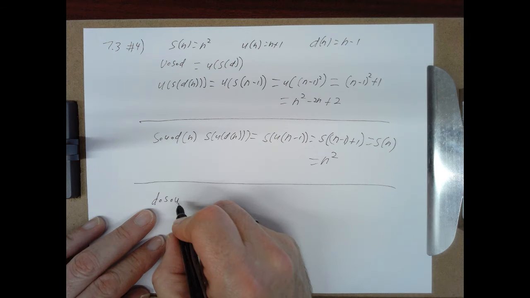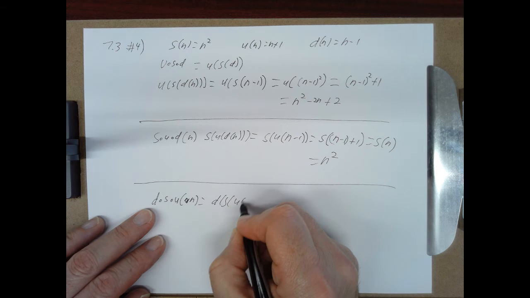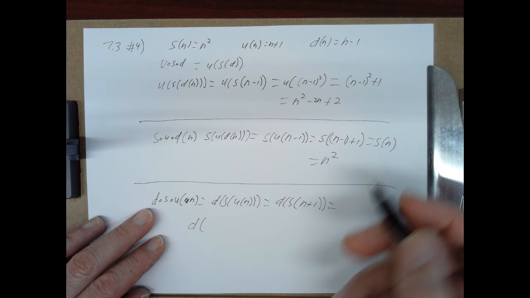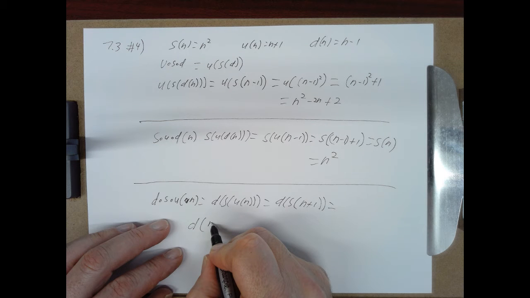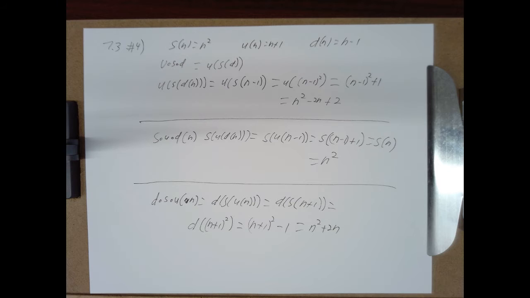And then dsu of n. Well, u of n is n plus 1, and s of n plus 1 is n plus 1 squared, and d of whatever is whatever minus 1, which is n squared plus 2n plus 1 minus 1. So again, the order is totally critical, right? You get completely different functions in general, depending on the order of composition.